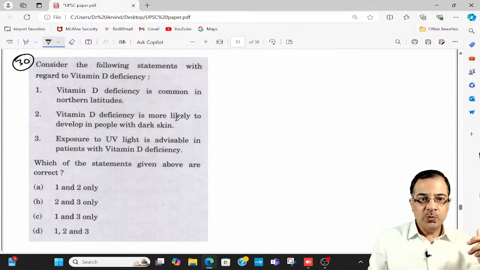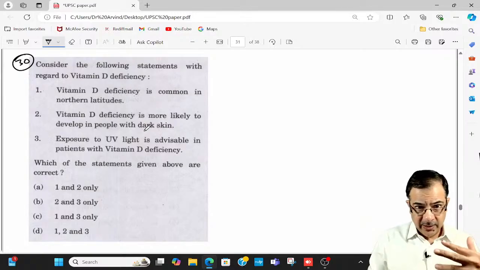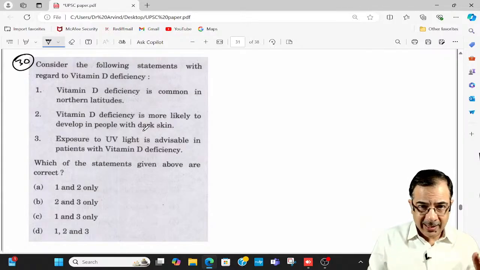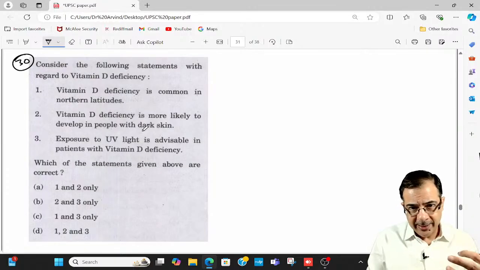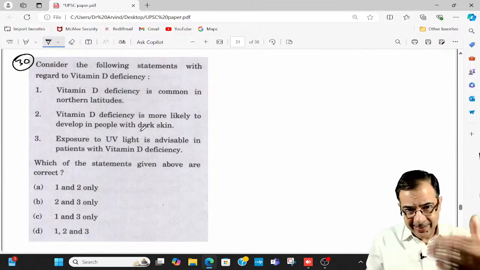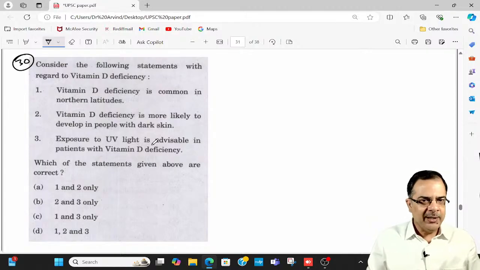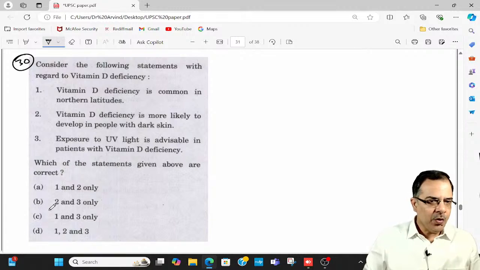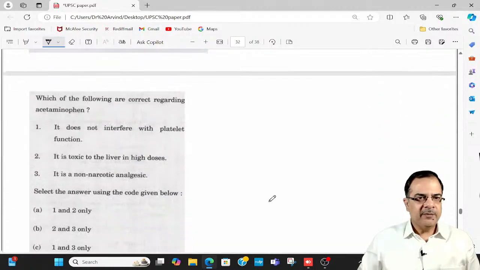Vitamin D deficiency is more likely to develop in patients with dark skin. Yes, even in India where the sunlight can be direct, due to dark skin the conversion of cholesterol to vitamin D by UV rays is reduced. Exposure to UV light is advisable in patients with vitamin D deficiency. Yes, there is no harm. So the answer here will be 1, 2, and 3, all. 31.